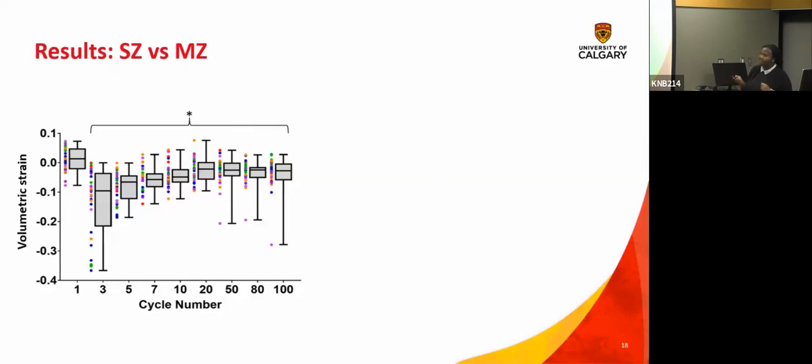The whiskers represent the maximum and minimum values, and the lines represent the median. Again, in the superficial zone, for the very first cycle, there wasn't much of a volume change. Again, that pressure buildup with the very first load applied, with the fluid phase taking much of the load because of the hydrostatic pressure buildup. So this was a very interesting phenomenon to see in the superficial zone.